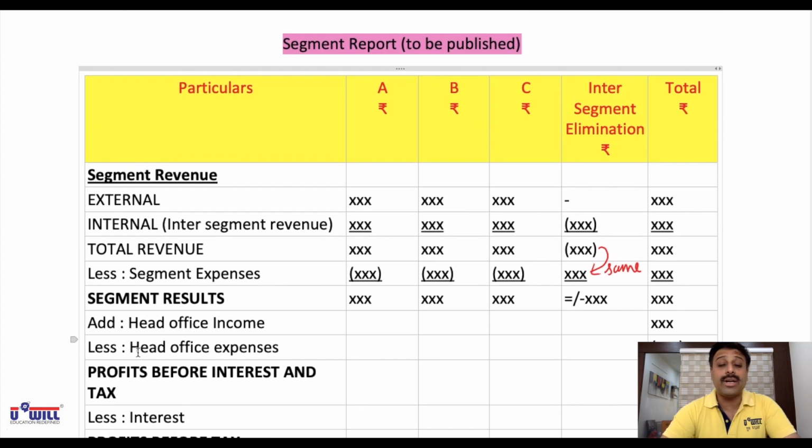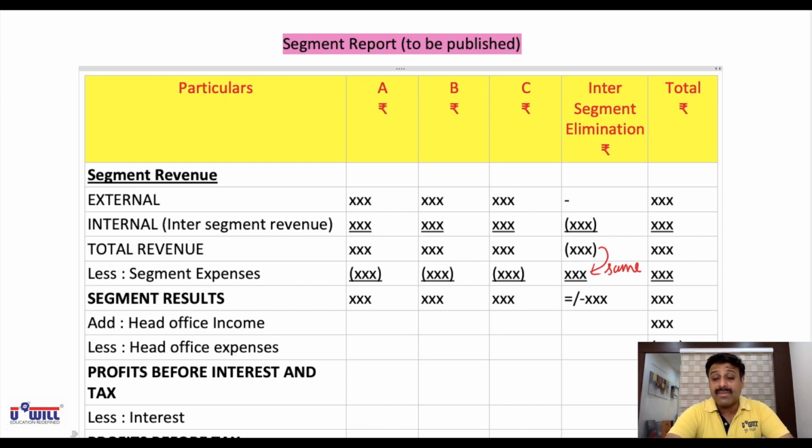Quite simple. All of you note it down, try to memorize it, and write it one more time without seeing it. First, you have to include segment revenue. In that, external, internal, then total revenue. Then you minus segment expenses and you'll get segment results. Now in the inter-segment elimination column, what is important? To eliminate the revenue, we minus it. To eliminate the expenses, we plus it. And to eliminate the profits, we will minus, and losses, we will plus.